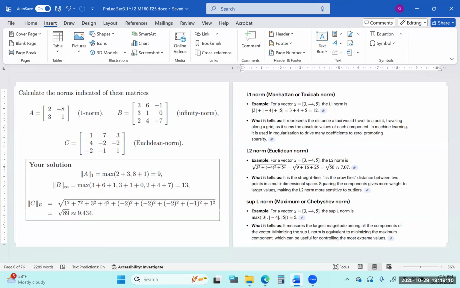Okay, so the last one is the supremum or the maximum norm, and it has another name, Chebyshev norm. To find this norm, it's basically the maximum element in your vector, okay, in absolute value. So we had 3, -4, 5. The absolute value is 3, 4, 5. The maximum is 5. So the infinity norm is 5 here. So that's how we do it when you have one vector.